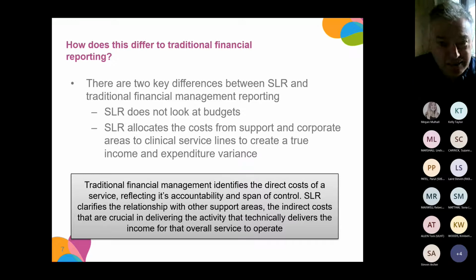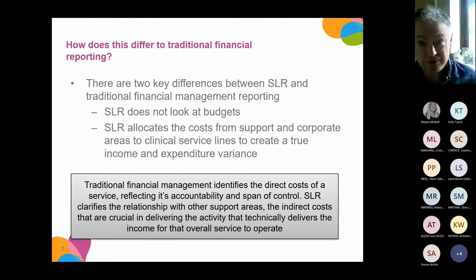So that's basically what this page identifies, that there's two key differences between SLR and traditional financial reporting. SLR doesn't look at budgets, it's looking at actual costs. And SLR allocates the cost from the support and corporate areas to the clinical service lines to create a true income and expenditure variance. There's still a need for the traditional budget reporting. If you're a ward manager, for example, you still need to know what your staffing levels are.